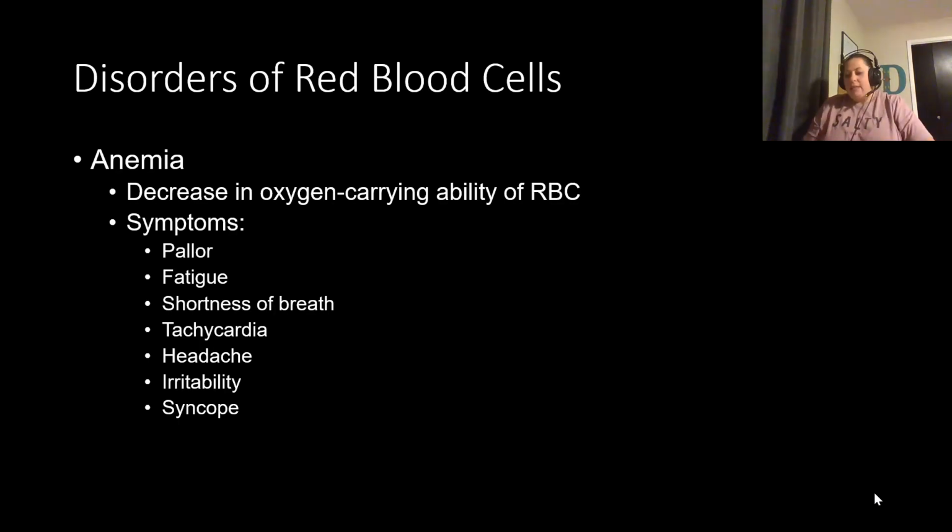All right, so let's dive into disorders of the blood forming organs. We're going to focus first on the red blood cells. Now, the major disorder we see with red blood cells is anemia.